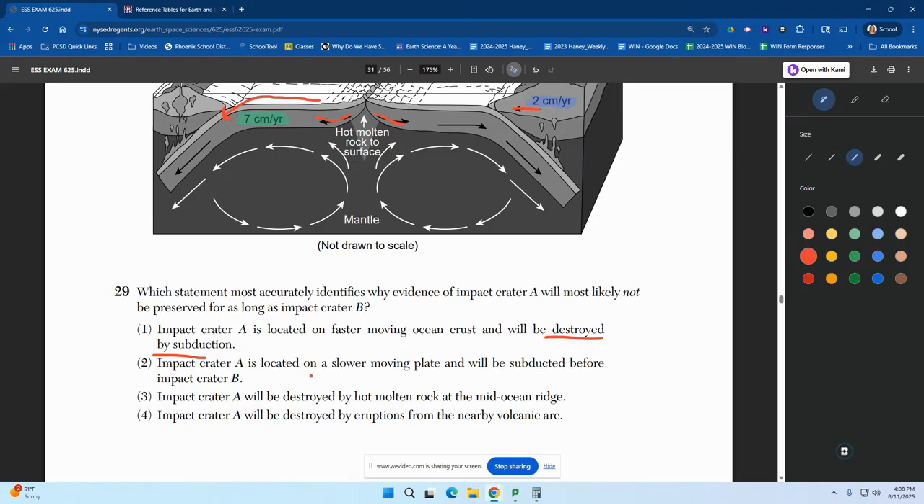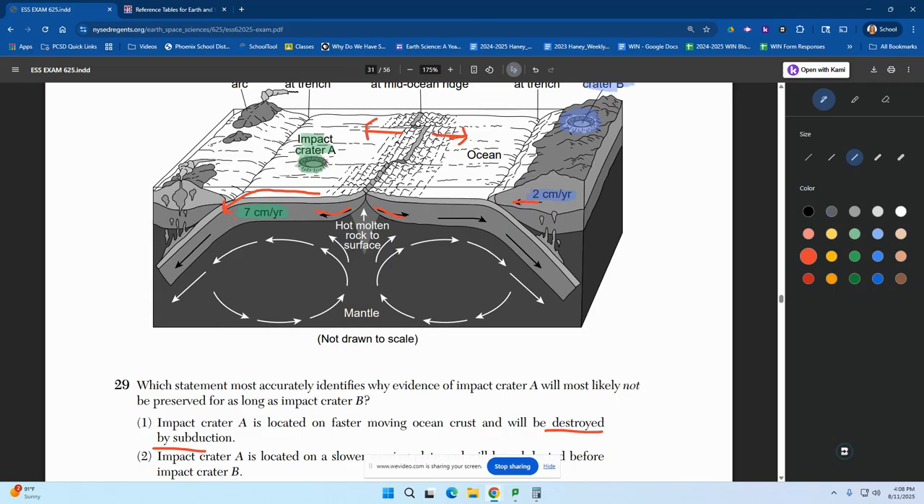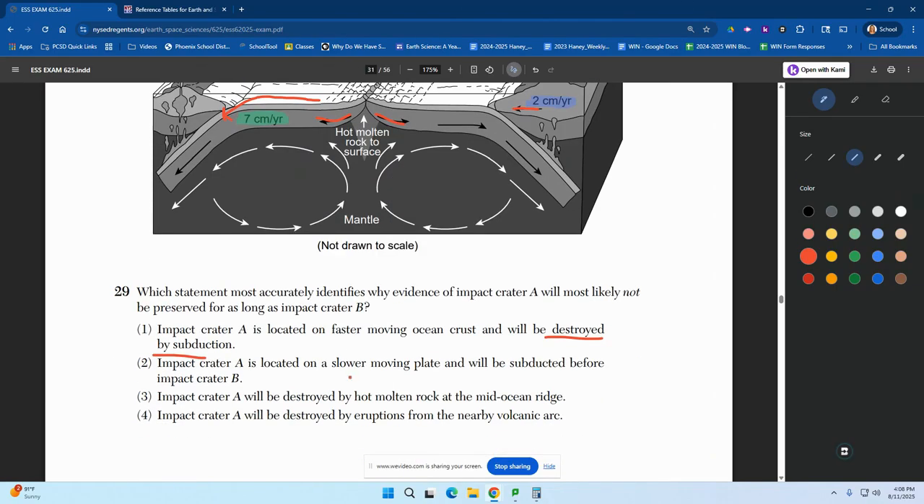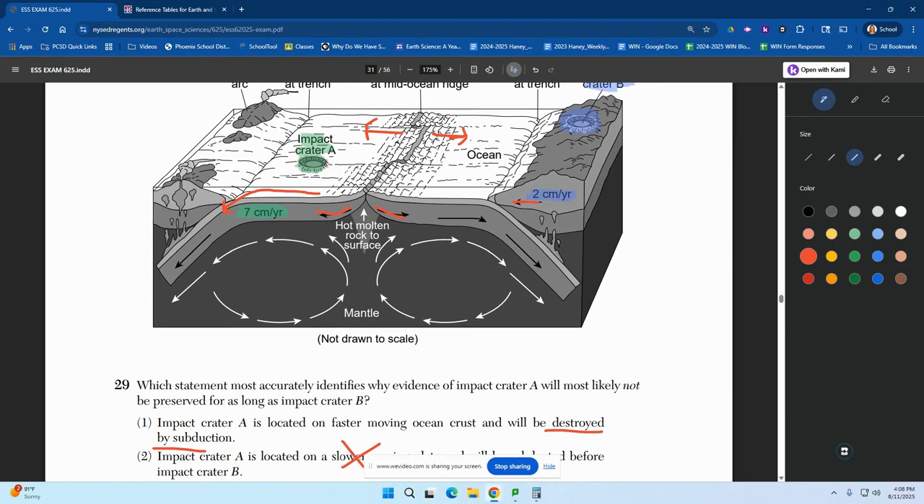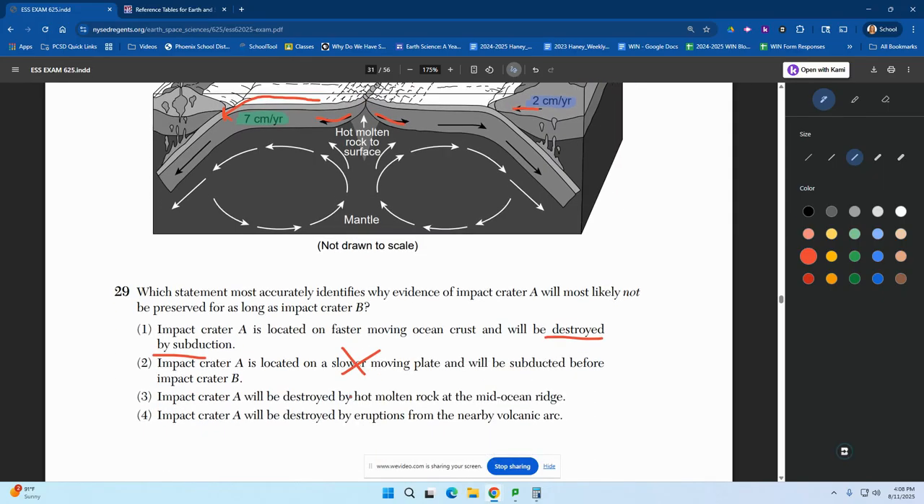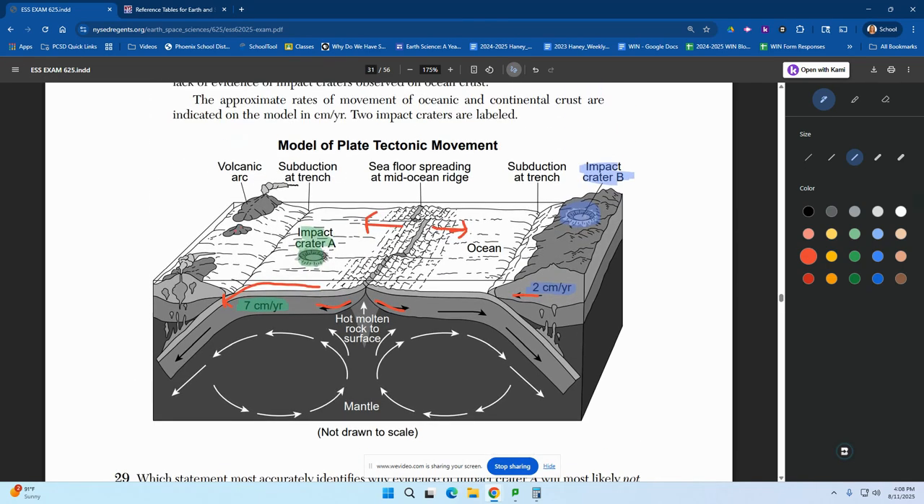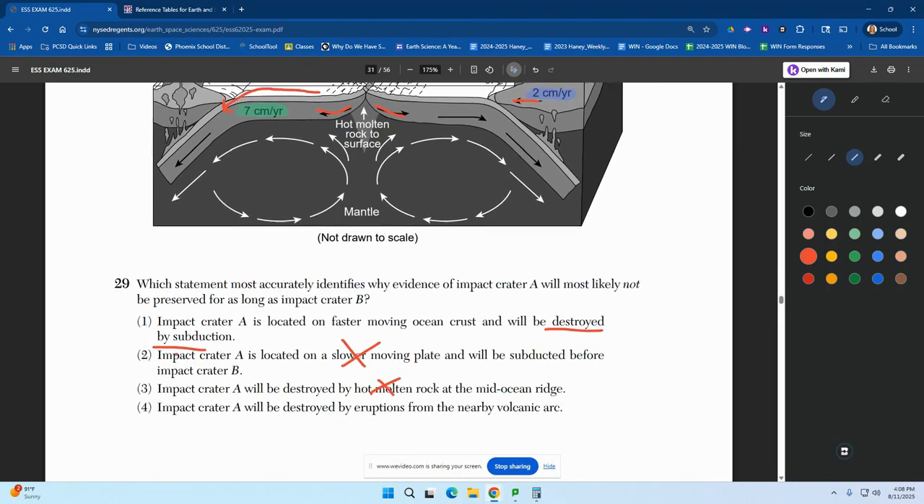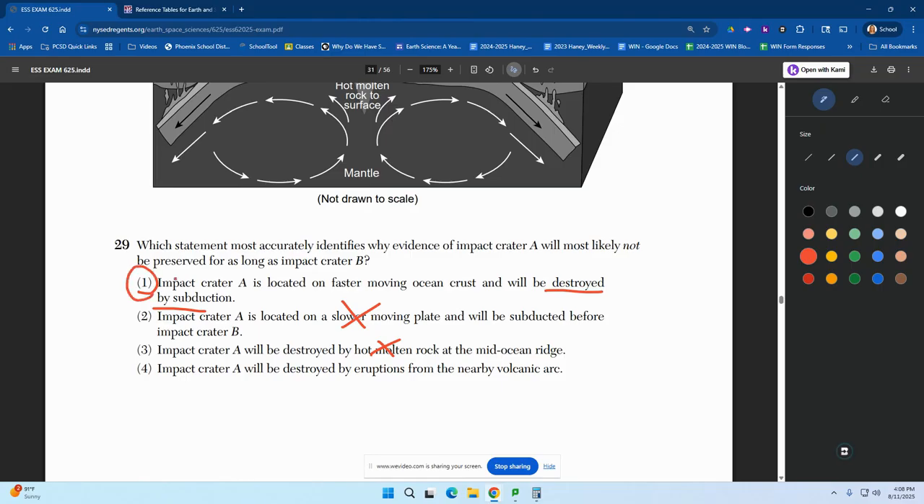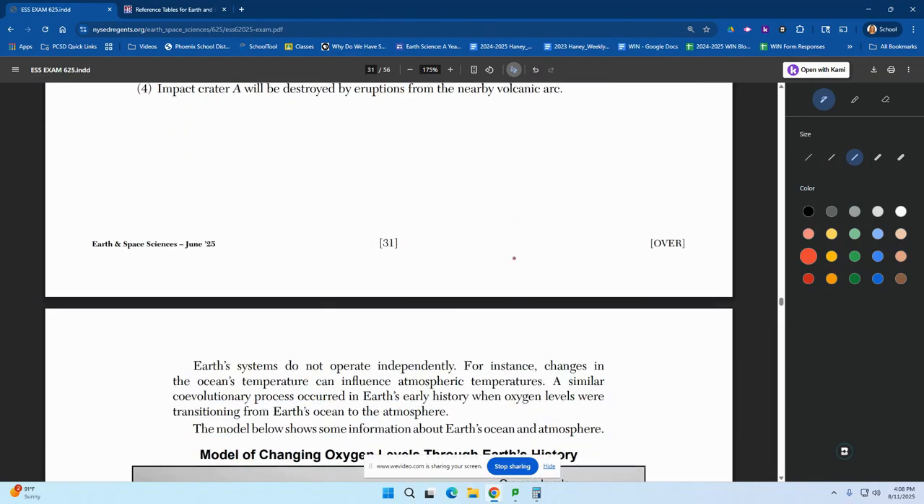So it says crater A is located on a slower moving plate. 7 centimeters per year versus 2 centimeters is not slower. Impact crater A will be destroyed by hot molten rock at the mid-ocean ridge. The molten rock is coming up. It's actually moving out in this direction, so that is not true. And impact crater A will be destroyed by eruptions from the nearby volcanic arc. Not so much, right? So that's happening kind of way over here. So 1 is our best option for that question.